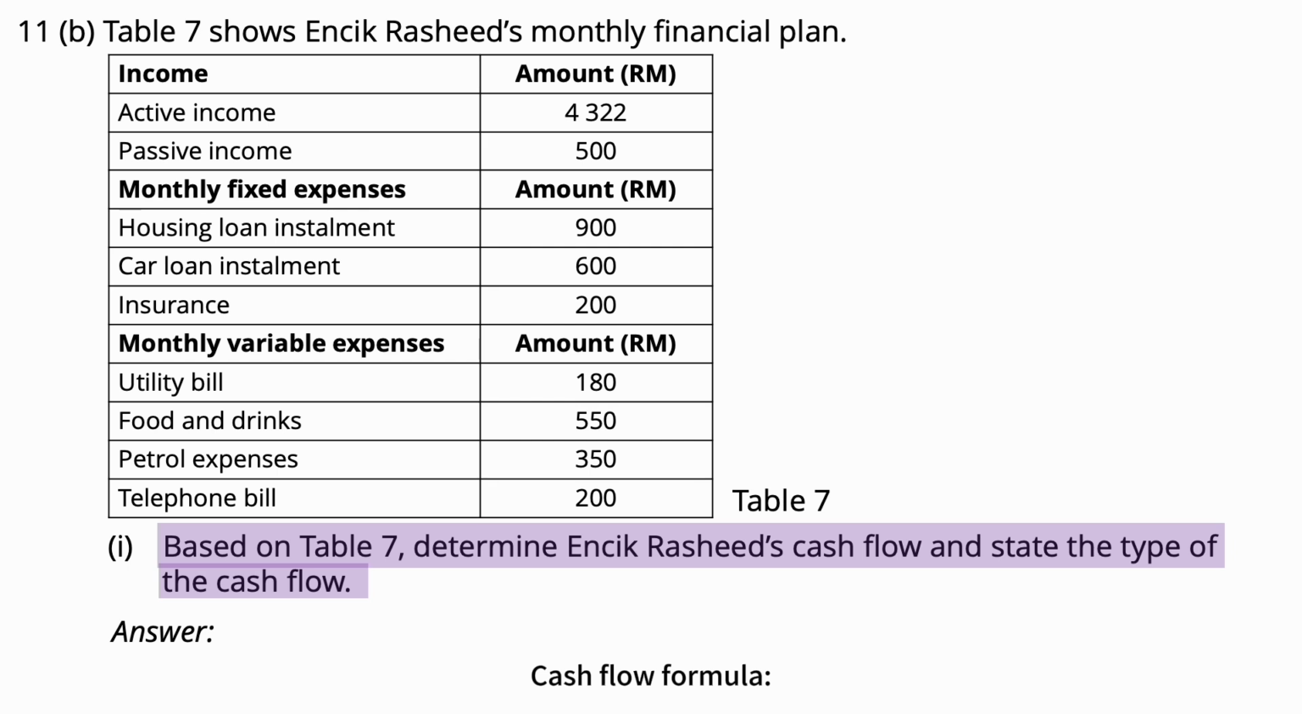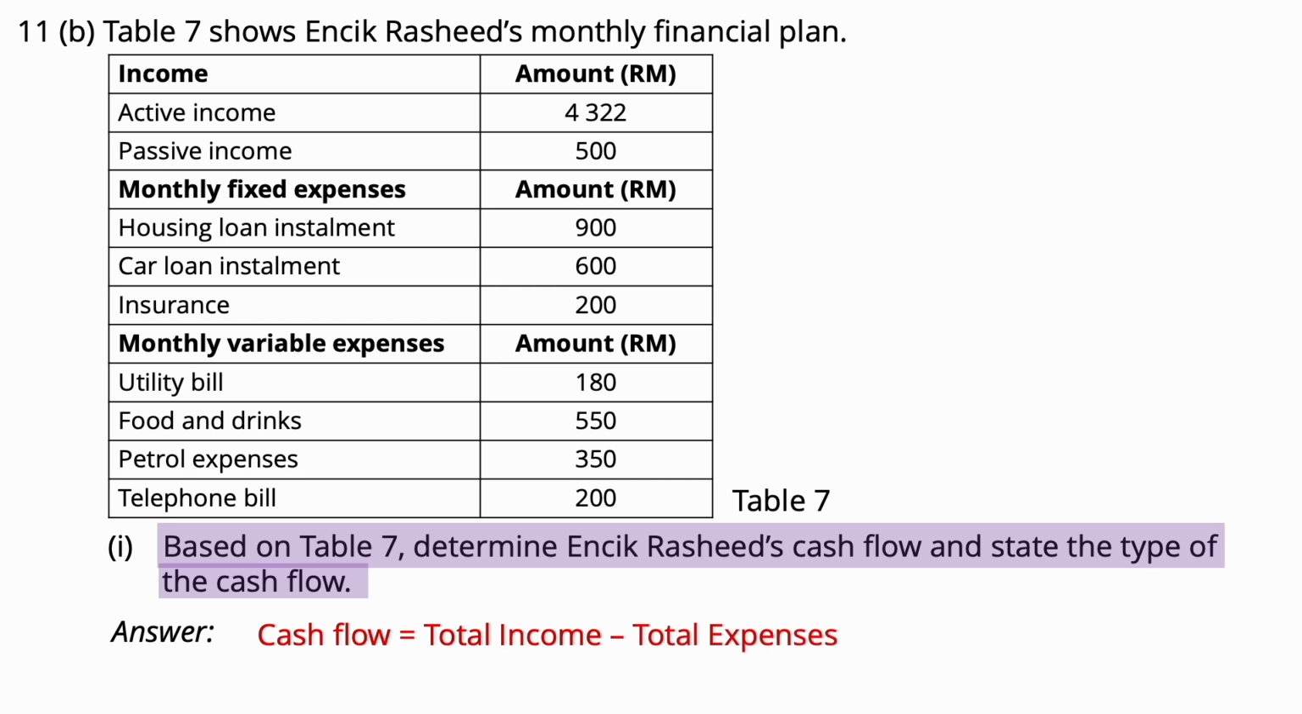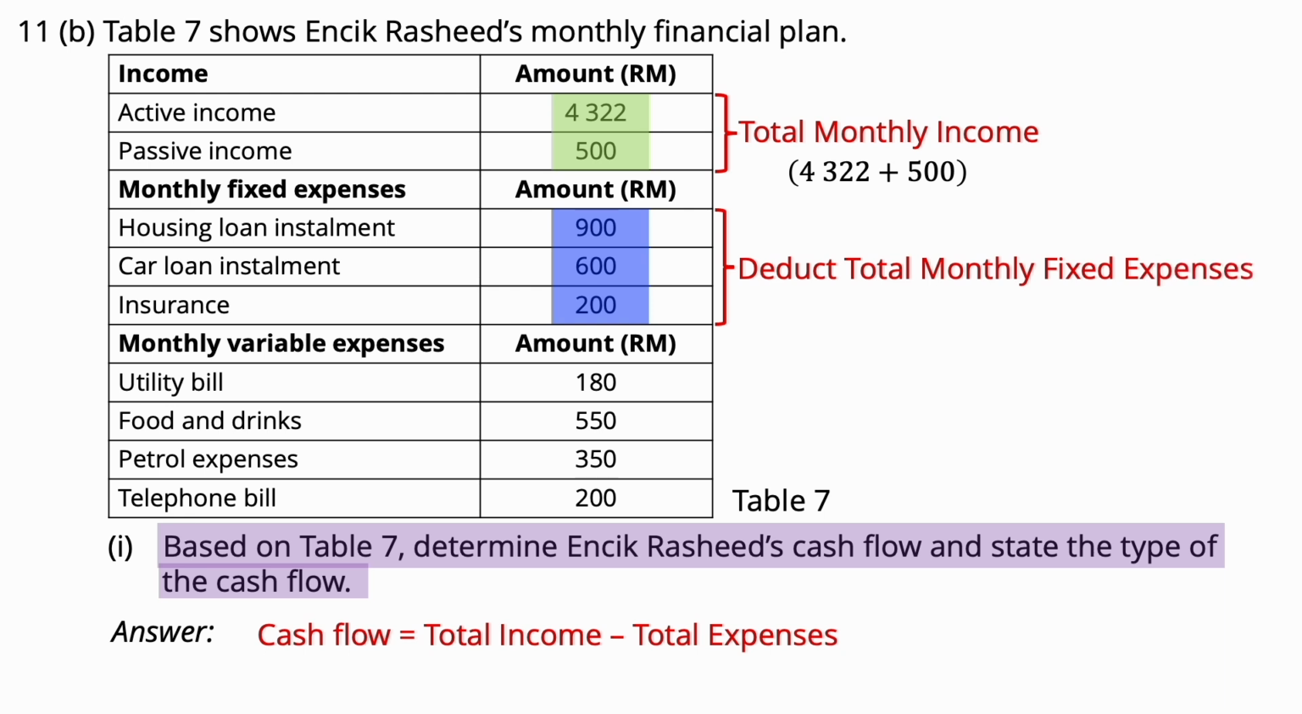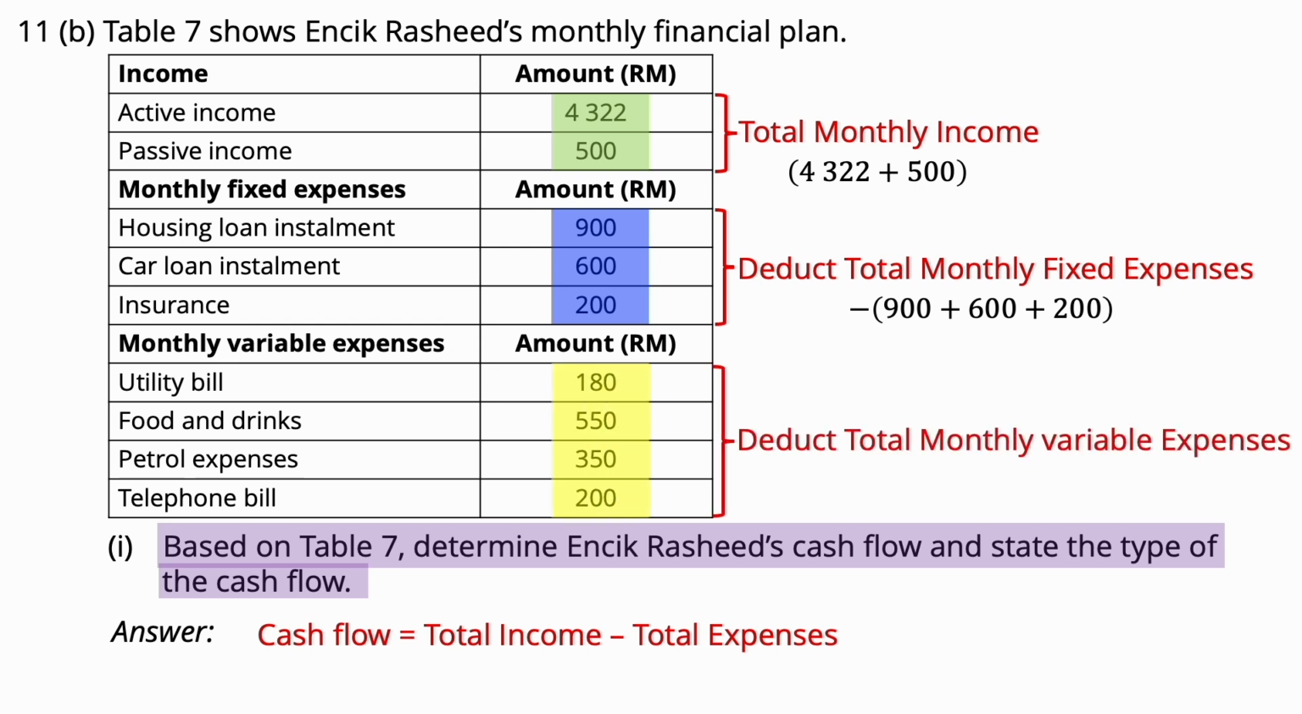Cash flow formula. Cash flow equals total income minus total expenses. In SPM Rashid's total monthly income is 4322 plus 500. From this, deduct the total amount of monthly fixed expenses, 900 plus 600 plus 200. And deduct the total amount of monthly variable expenses, 180 plus 550 plus 350 plus 200.